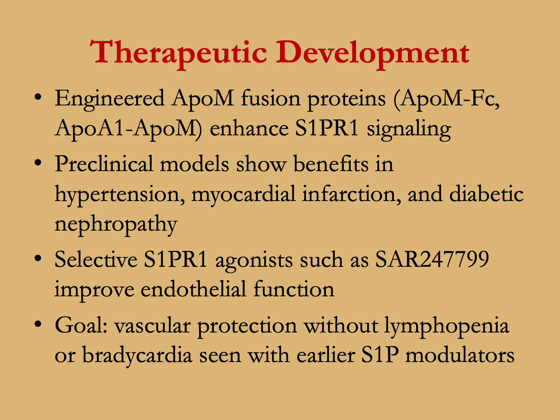Therapeutic development: engineered apolipoprotein M fusion proteins enhance sphingosine 1-phosphate receptor 1 signaling. Preclinical models show benefits in high blood pressure, myocardial infarction, and diabetic nephropathy. Selective sphingosine 1-phosphate receptor 1 agonists improve endothelial function. The goal is vascular protection without the lymphopenia or bradycardia seen with earlier sphingosine 1-phosphate modulators.